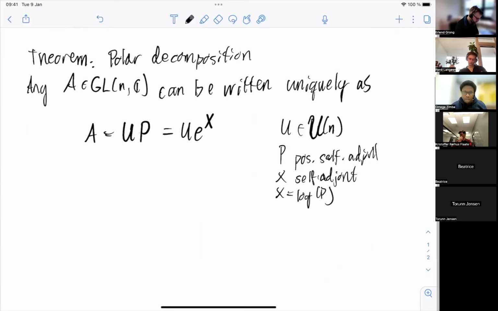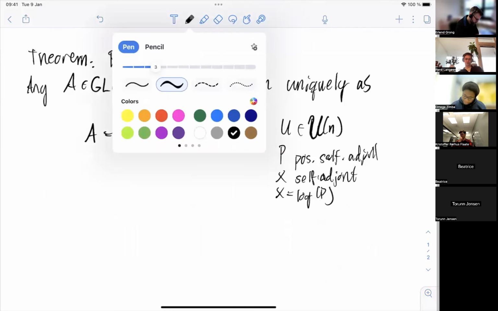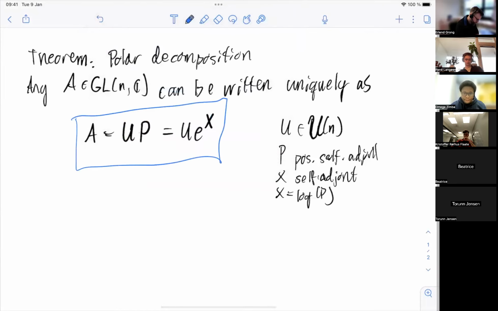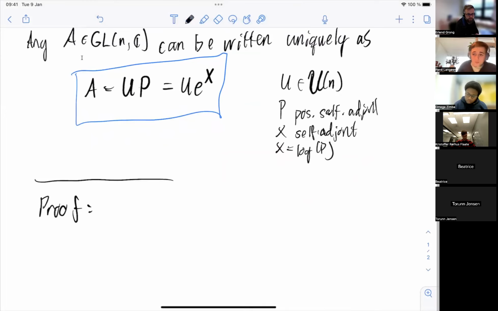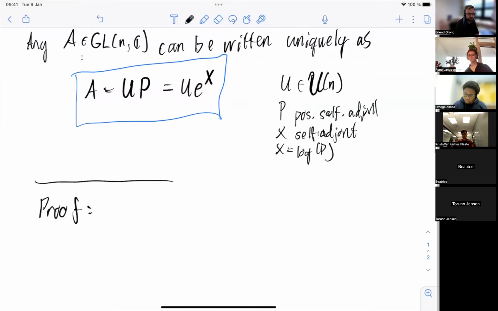So this then becomes the polar decomposition. Let's do the proof of this. As I mentioned last time, this decomposition reminds you of how you can decompose a complex number into a positive real number times a unitary complex number, so some rotation in the complex plane, and this is the equivalent, but in higher dimensions.